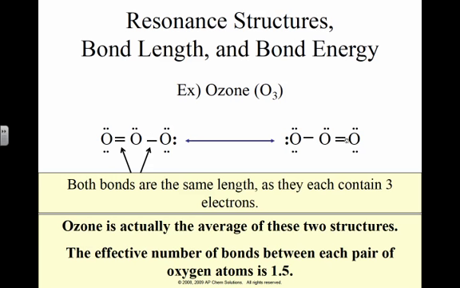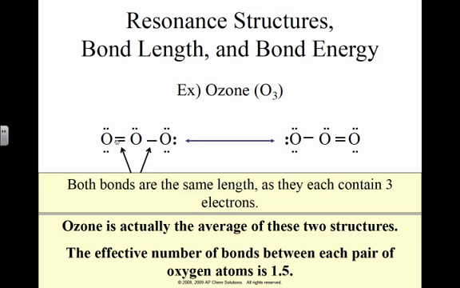In actuality, that's exactly what's happening. It's over here, then it's over here. It's over here, then it's over here. And it just constantly resonates back and forth at a very high speed. So both bonds are the same length, as they each contain 3 electrons. Ozone is actually the average of these two structures, so we call that a bond order of 1.5.